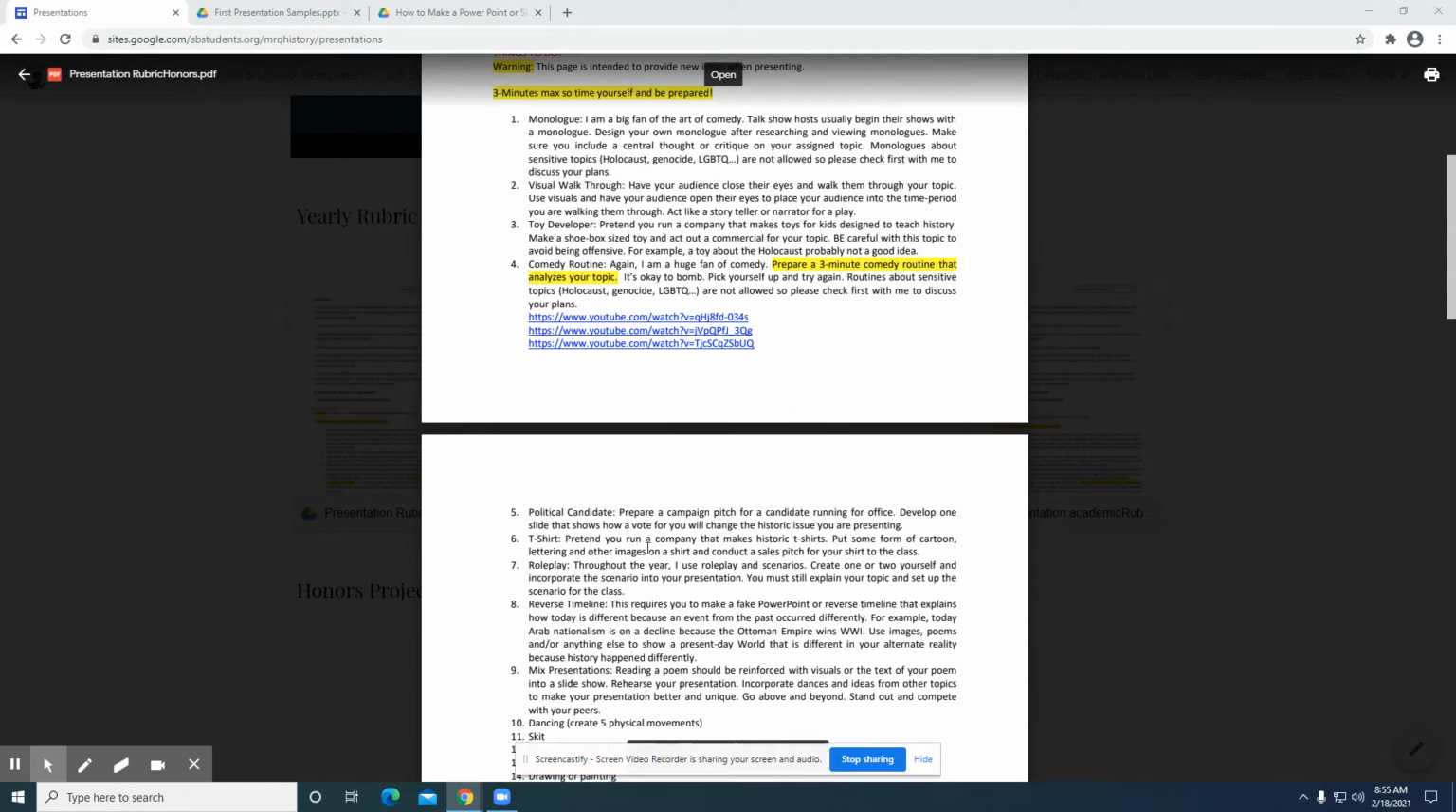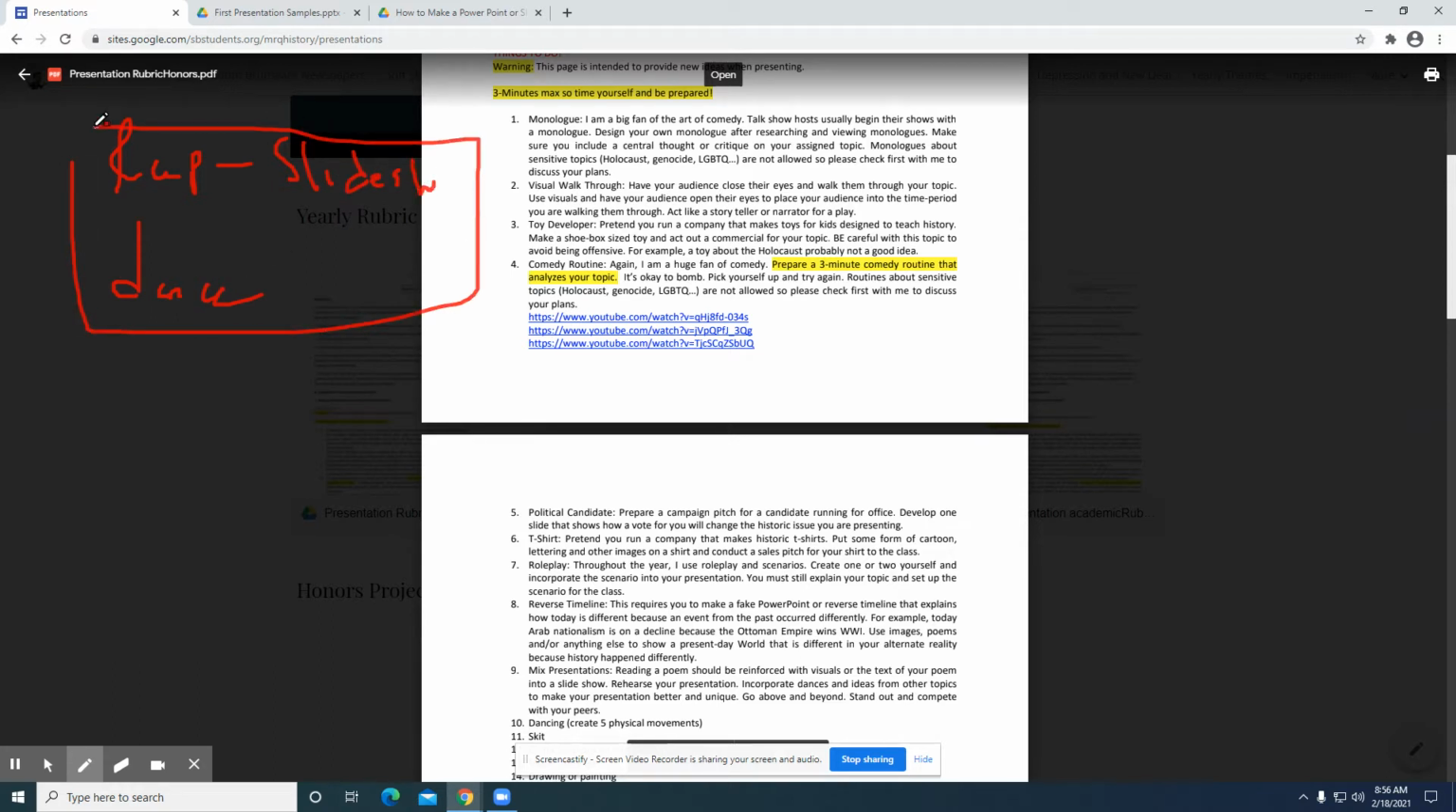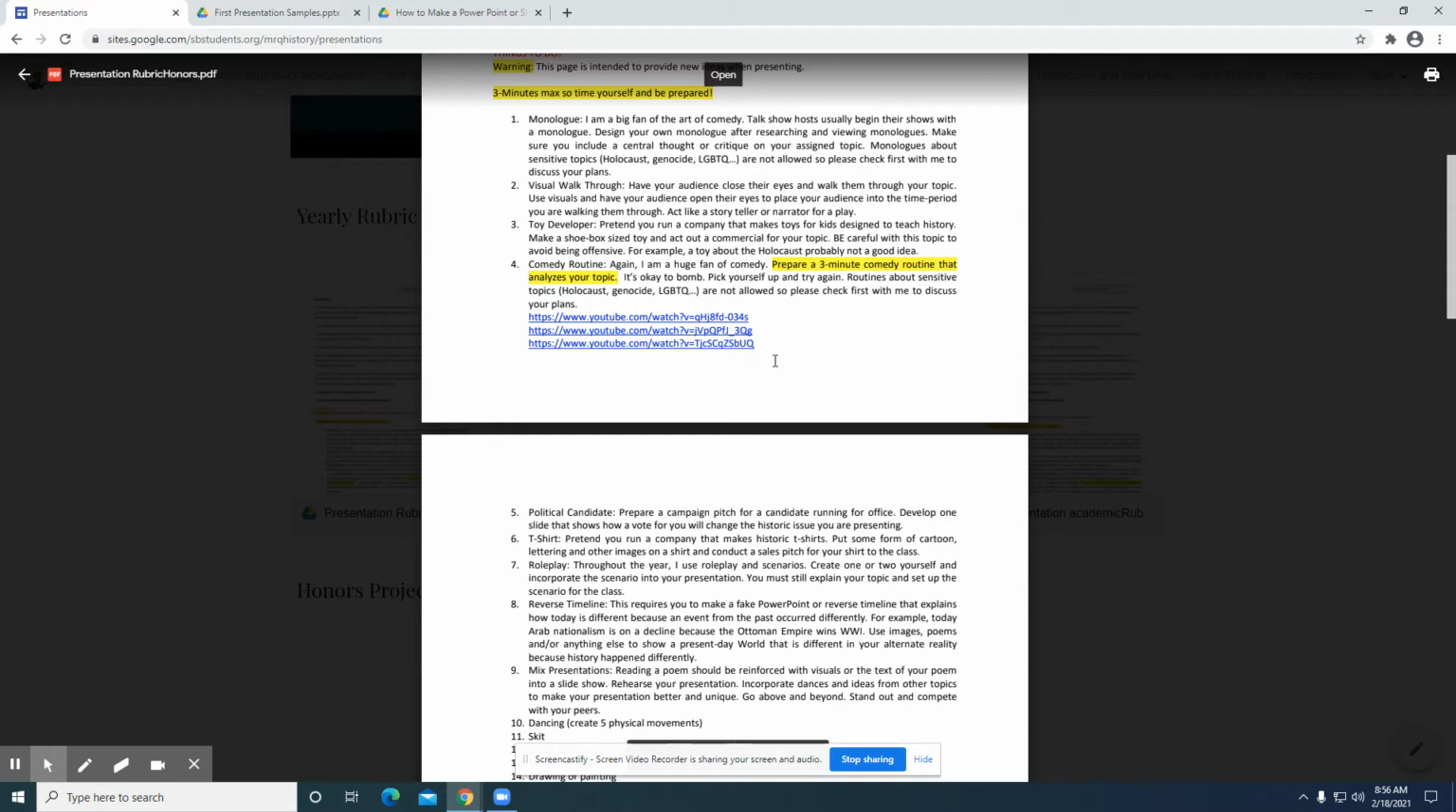So what you want to do is, Ellie was a former student, and what she would do is mix up some of these items here. She would, in one presentation, do a rap, do a slideshow, and then do some sort of dance. And so she always would go above and beyond. She always wanted to set the standard, set the bar for the class, and ultimately wound up upsetting individuals.